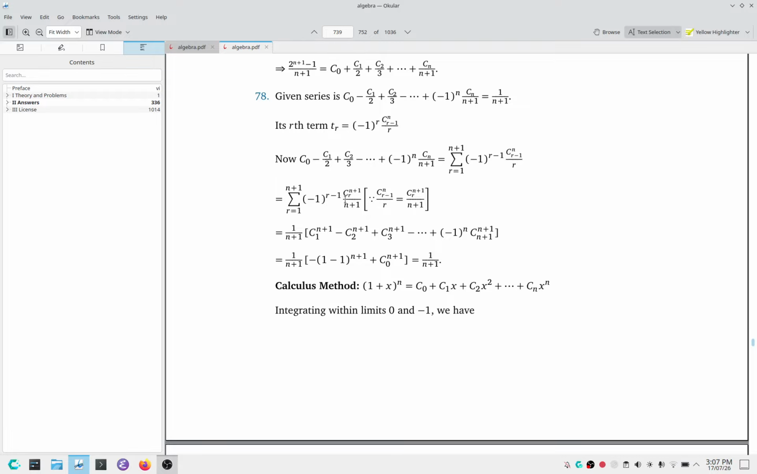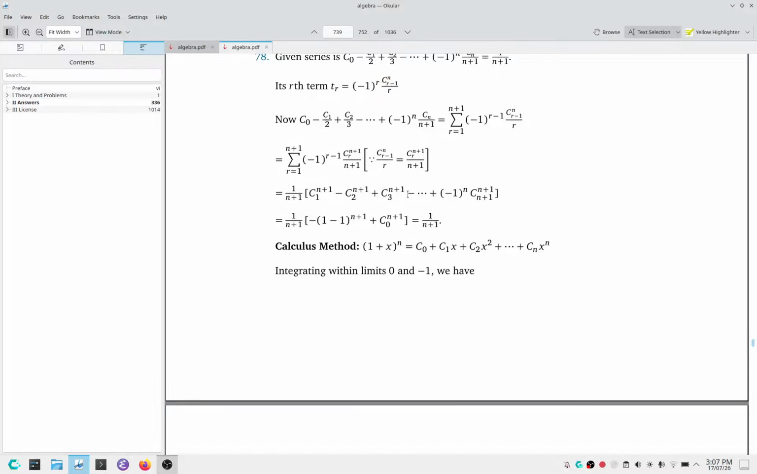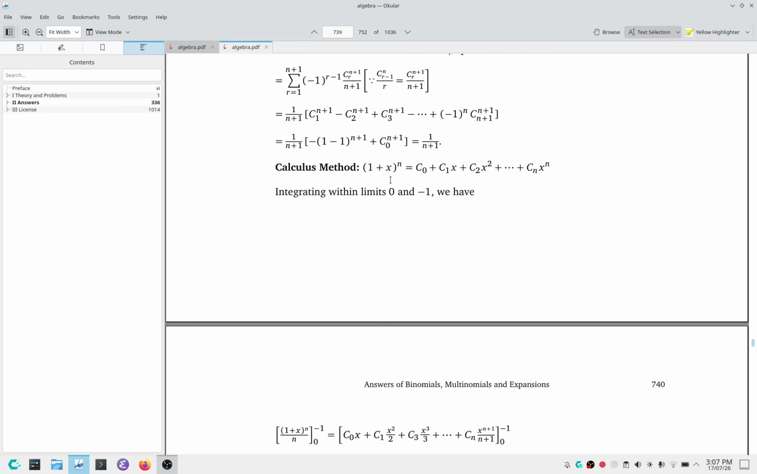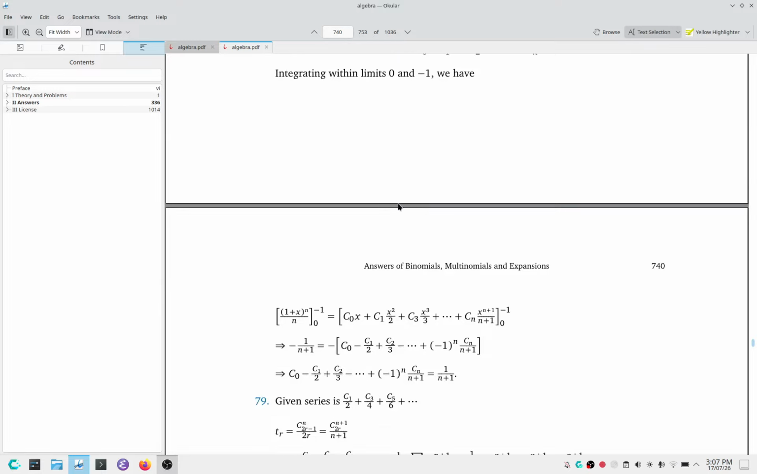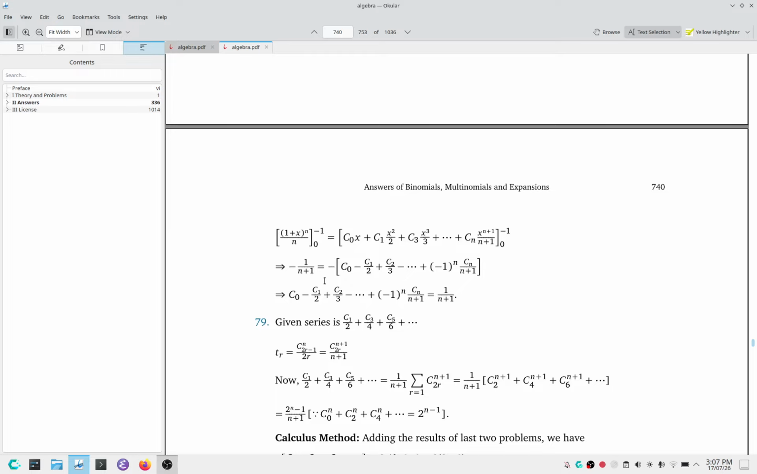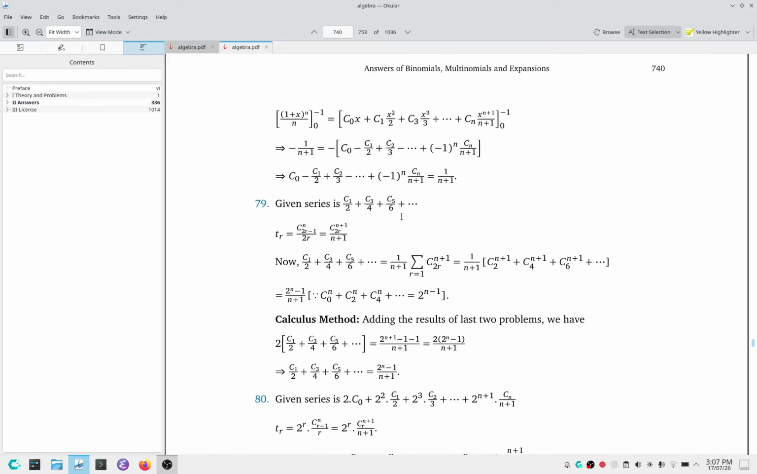And then we substitute x is equal to minus 1, right? And then you will finally sum this, and it will be equal to minus of minus 1 minus 1 to the power n plus 1 plus n plus 1 C0, which is equal to 1 upon n plus 1. For the calculus technique, we have to integrate within the limits 0 to minus 1. If you integrate it, you will have the required sum.